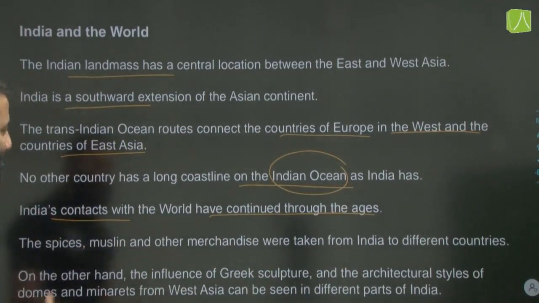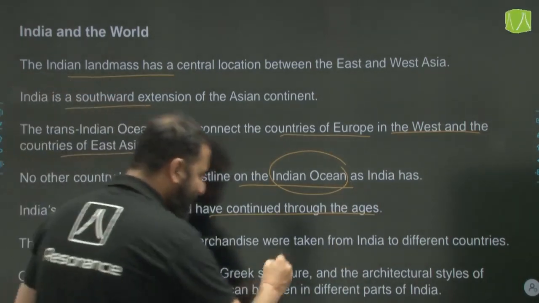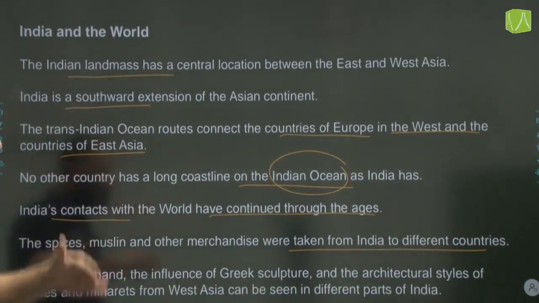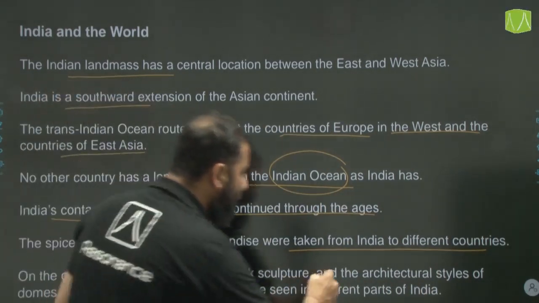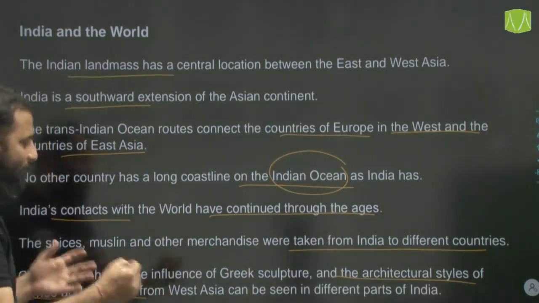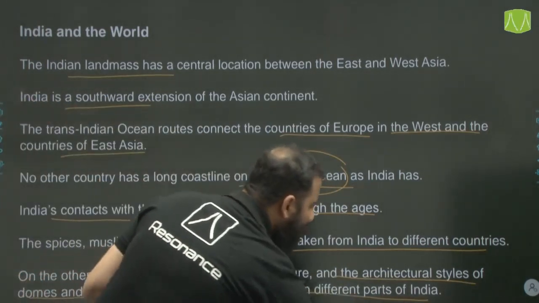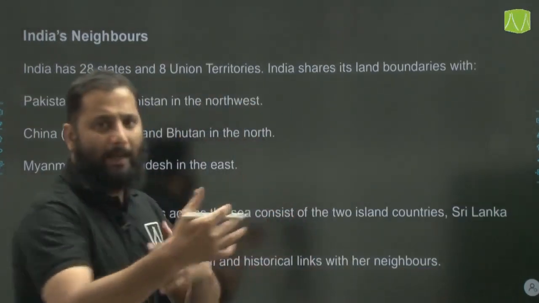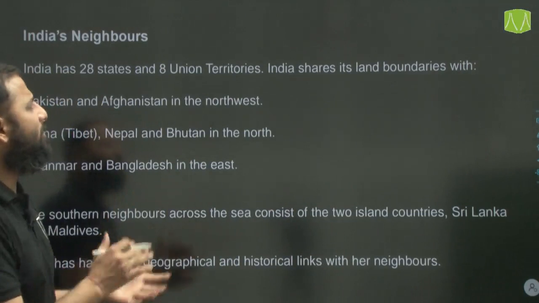India's contacts with the world have continued through the ages. The spices, muslin and many other merchandise were taken from India to different parts of the world. On the other hand, the influence of Greek sculpture and the architectural styles of domes and minarets from West Asia can also be seen in different parts of India's buildings. So, that is an amalgamation of different cultures which has happened.